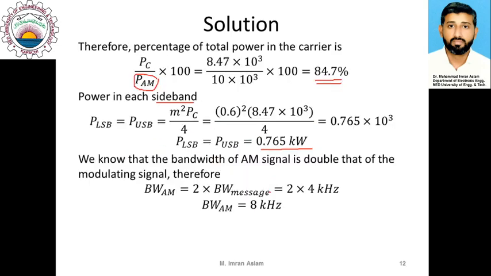The last thing which is asked in the question is the bandwidth of the AM signal. The bandwidth of an AM signal is double that of the modulating signal, and the modulating signal bandwidth was given in the question as 4 kilohertz. So we can say that the bandwidth of the AM signal would be 8 kilohertz for this particular case.